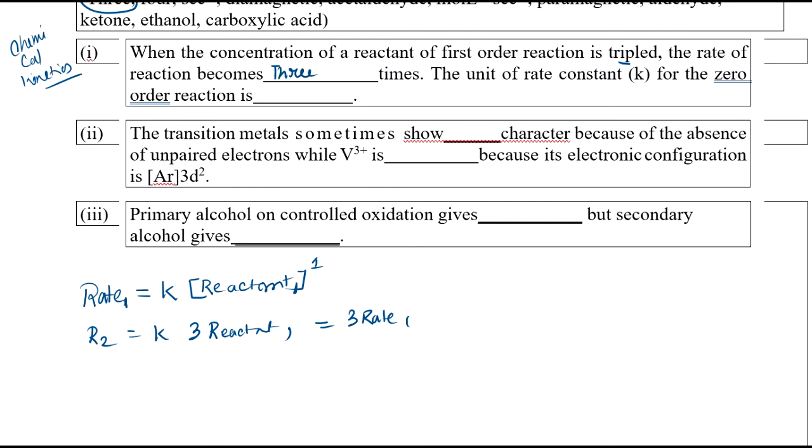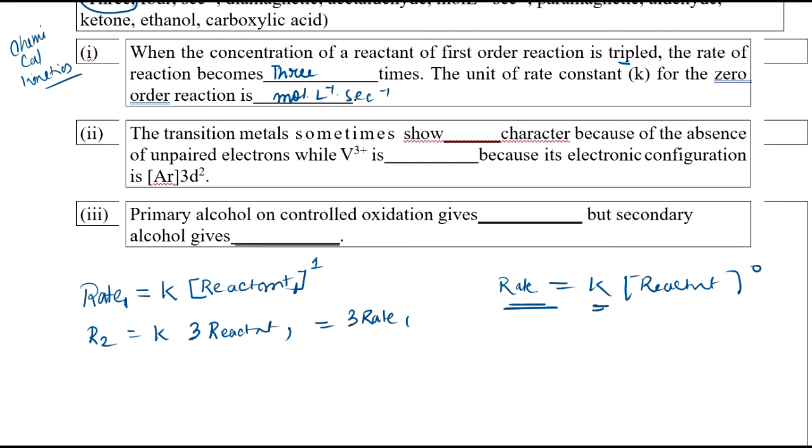The unit of rate constant for zero order reaction. For zero order reaction, as we all know, rate equals rate constant times reactant to the power 0. So the unit of the rate constant for zero order is the same as the unit of rate, that is mole per liter per second. Okay, so this one is the first question.